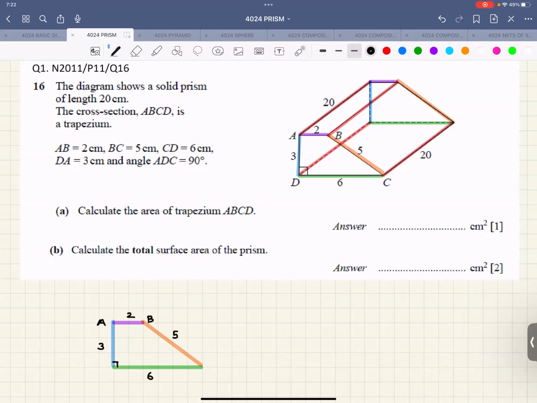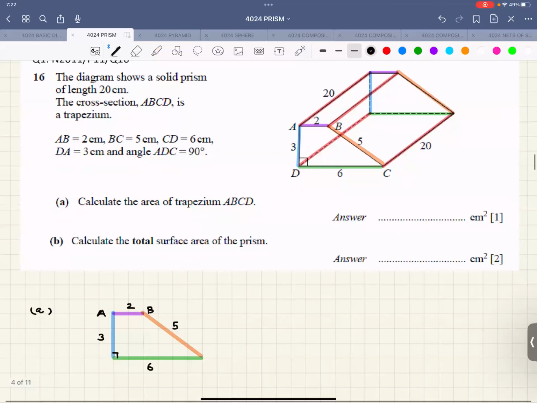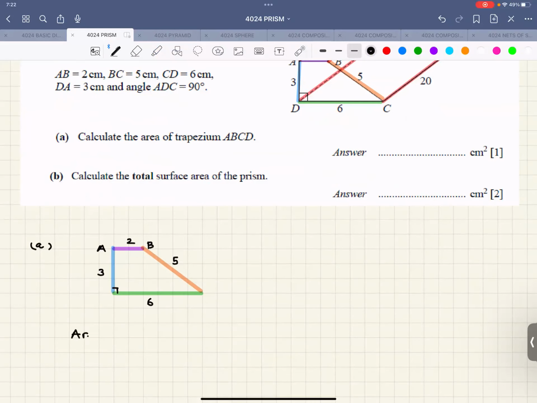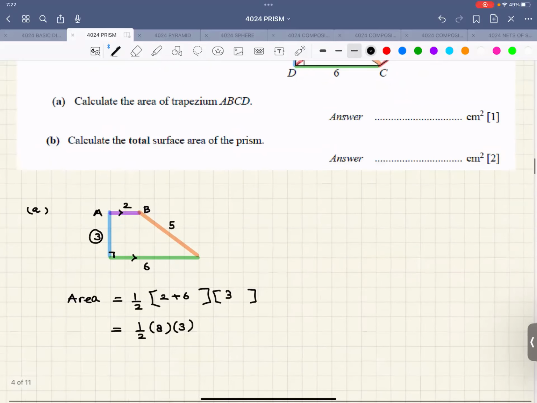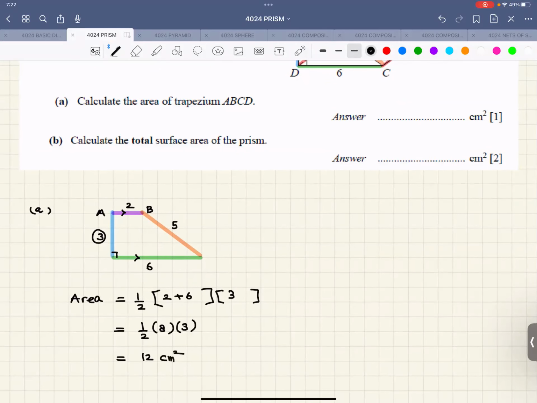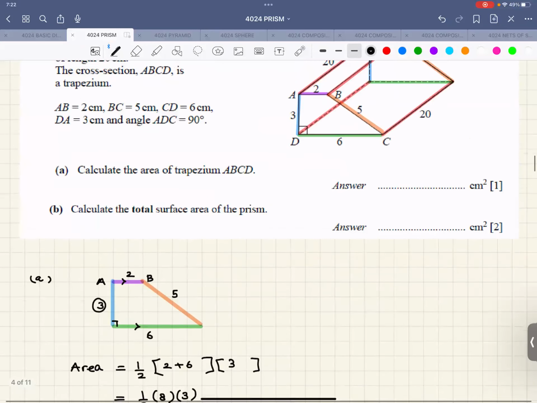this is 90. So for part A, the area of a trapezium is half the sum of parallel sides multiplied with height. So these two sides are parallel, 2 and 6. Let's add it up. And the height is this 3, that goes over here. So this is half into 8 into 3. This comes out to be 12 centimeter square. That's the area of the trapezium.